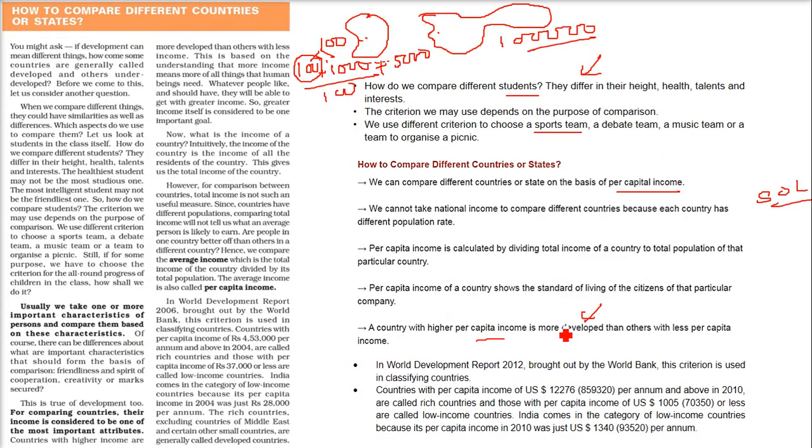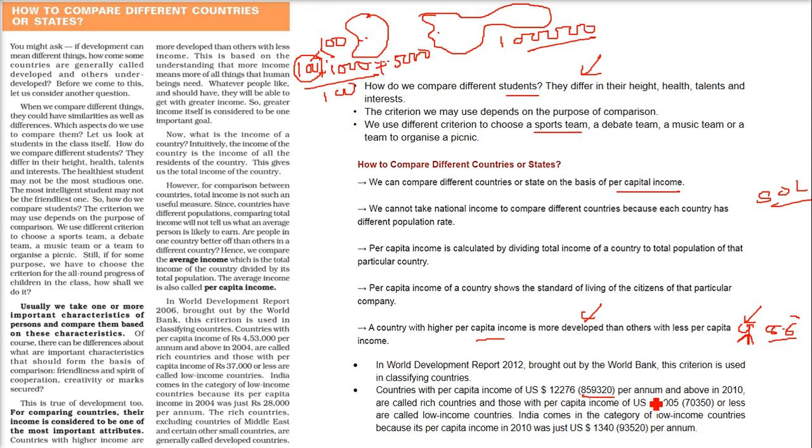So if a single person in a country is earning 8.6 lakh on average or above, this person belongs to a rich country, a developed country, a country with high per capita income.